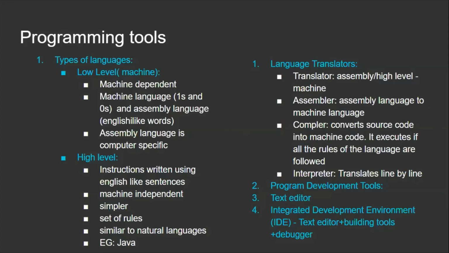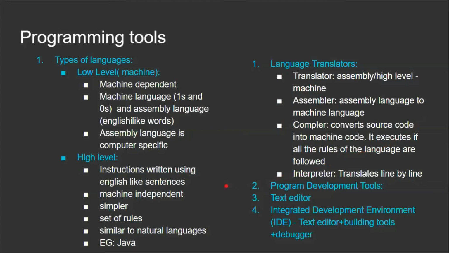Then we have the compiler. I think we missed an E here, sorry. So the compiler converts source code into machine code, right? It executes if all the rules of the language are followed. So only if the syntax is followed will the compiler actually run. And this executes the code all at once, and is found in languages like C++, for example.